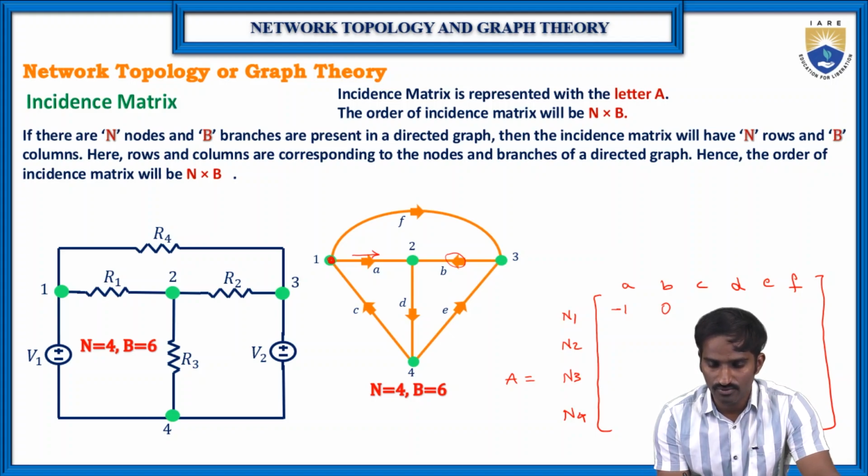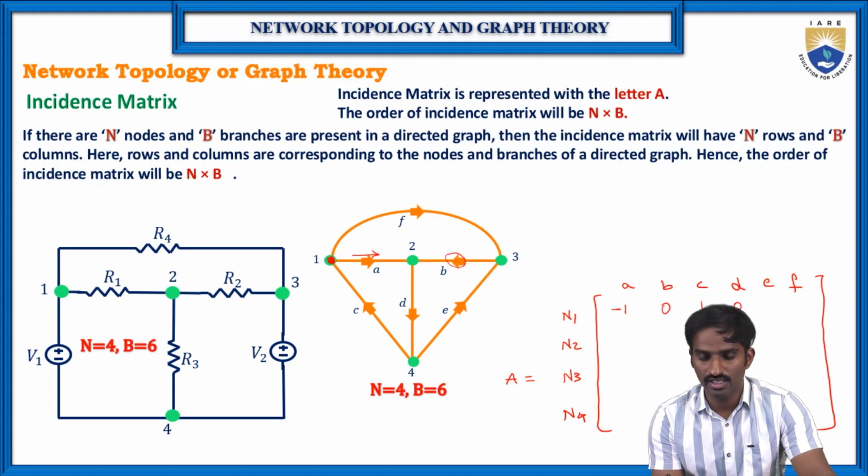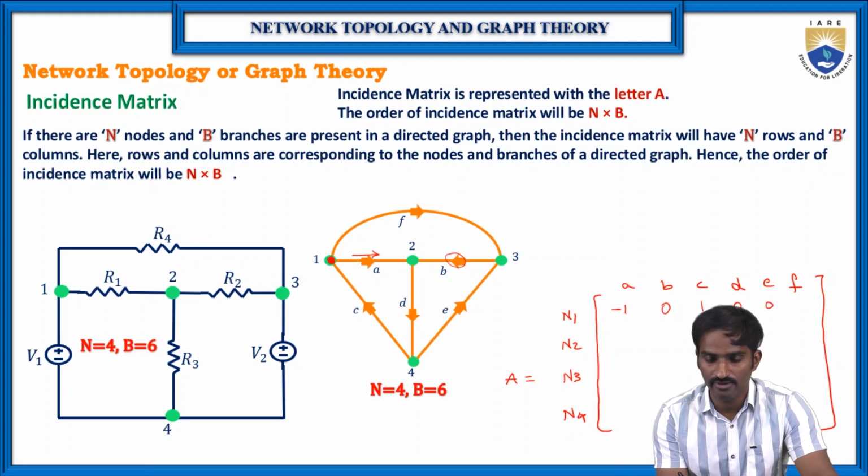Then C. There is a connection between C and node 1, and the direction of C is also towards node 1, so that's why here it is plus 1. Then D: there is no connection between branch D and node 1, so it is 0. And then E: there is no connection between E and node 1, so 0. And then F: F is there, but the direction of the current flowing through F is away from node 1, so that's why it is again minus 1.